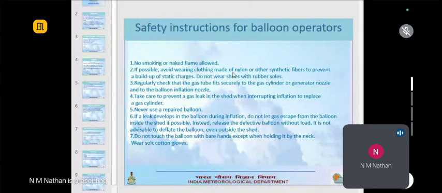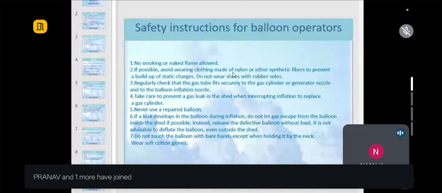inside the shed if possible. Instead, release the balloon as is.